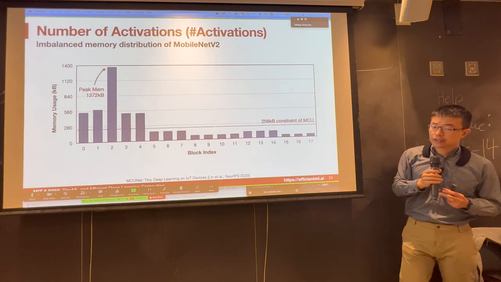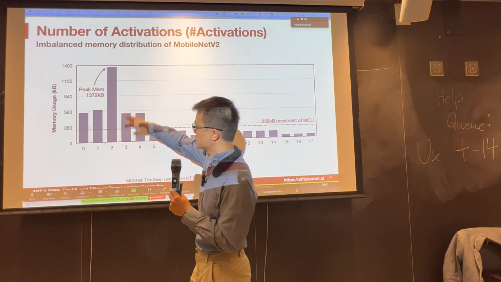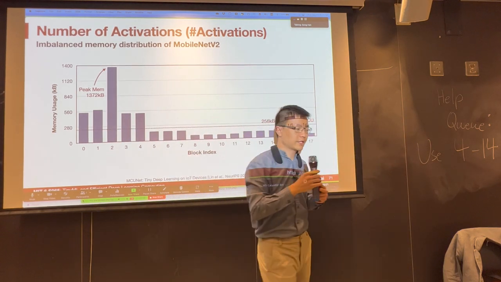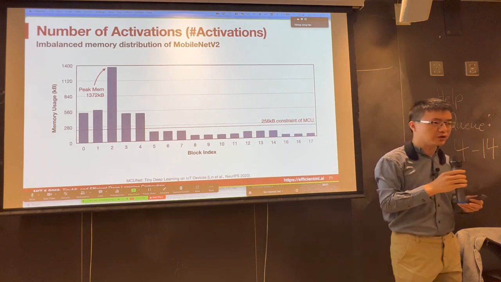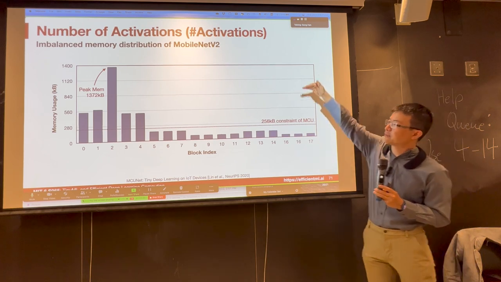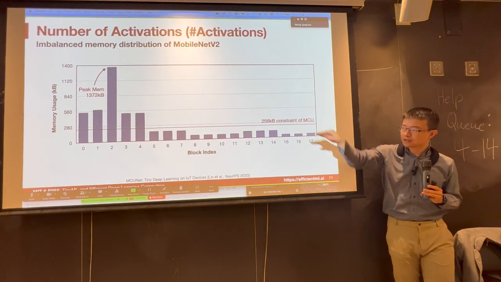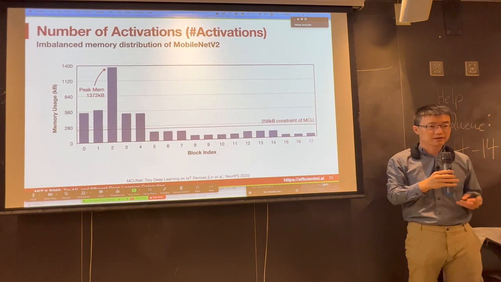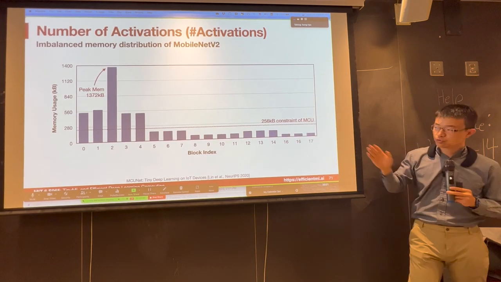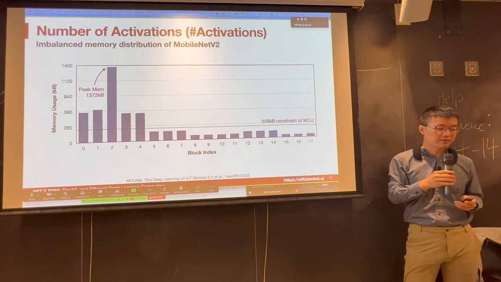We are also showing that the distribution of the activation is highly imbalanced. Some of the layers can have a dominating activation, so what is the least amount of memory needed to process this neural net? That is impacted by the peak, not the average, not the sum, but the peak, for inference. For training, it's impacted by the sum. For inference, it's impacted by the peak.